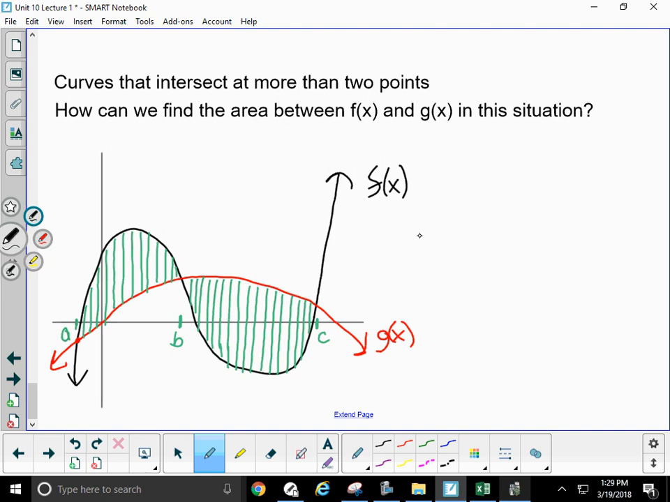All right, if we said use two integrals, you're correct. If you go from A to B, the top is F, the bottom is G. So there's top minus bottom from A to B. But from B to C, top and bottom changes. Now the top is G, the bottom is F. So I need multiple integrals.